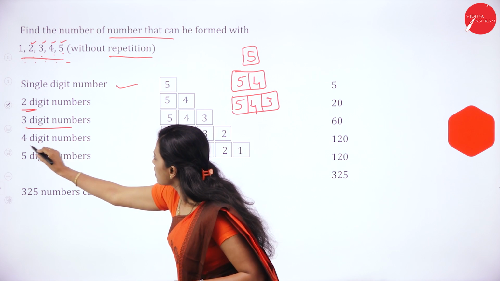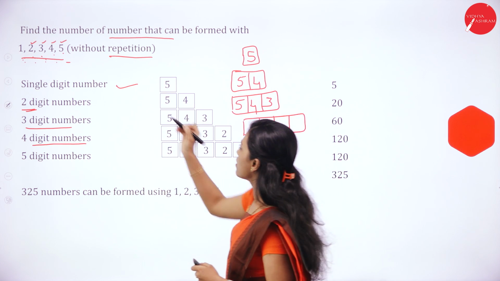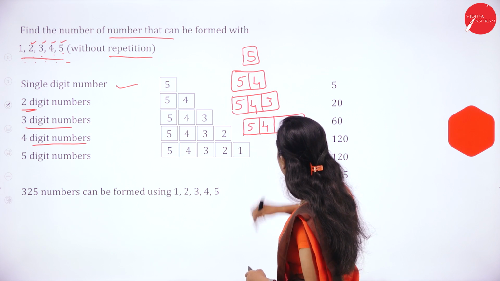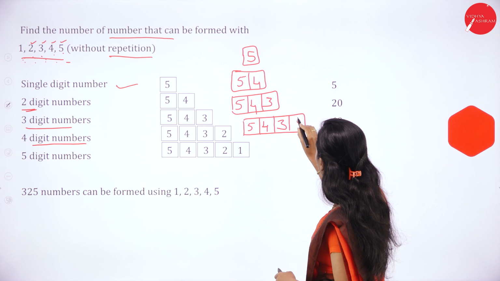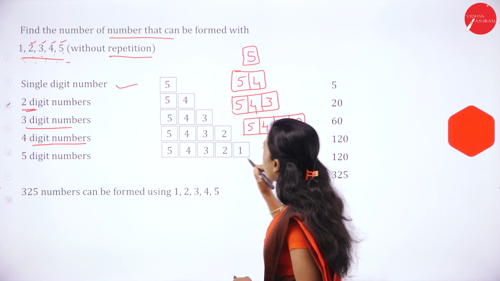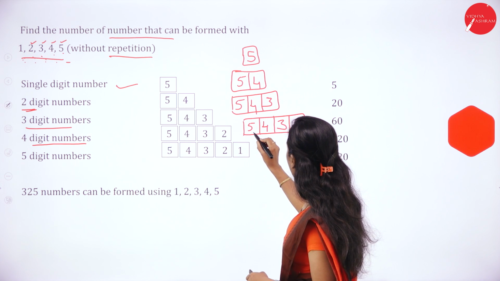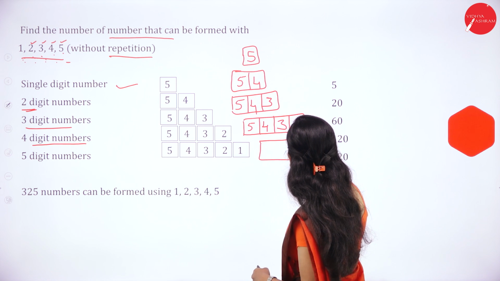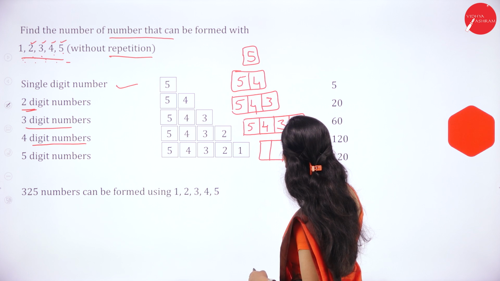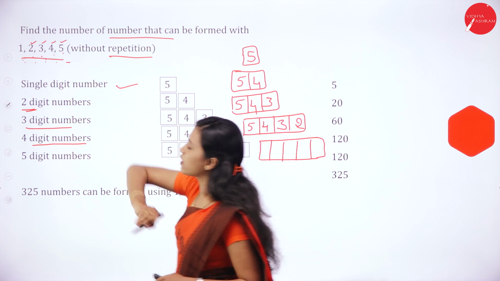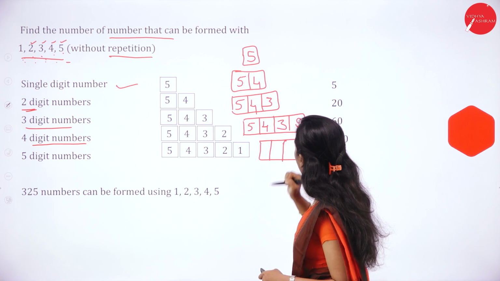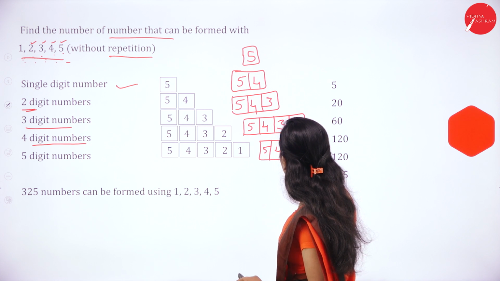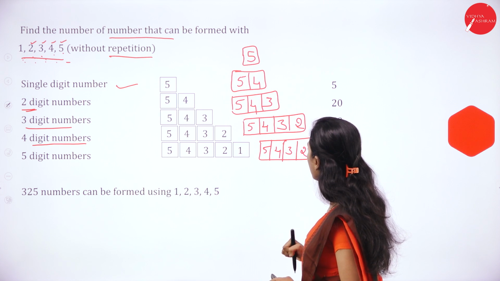Then 4 digit numbers. In the first box there are 5 numbers. So 5 ways. Then 4 ways, 3 ways and 2 ways. So 4 digit numbers we can arrange in 5 into 4 into 3 into 2. Then last, 5 digit numbers. There are only 5 numbers. So we can frame 5 digit numbers in 5, 4, 3, 2, 1 ways.